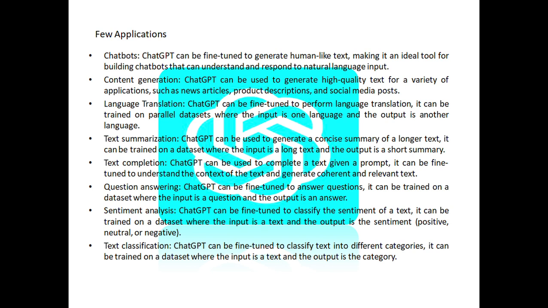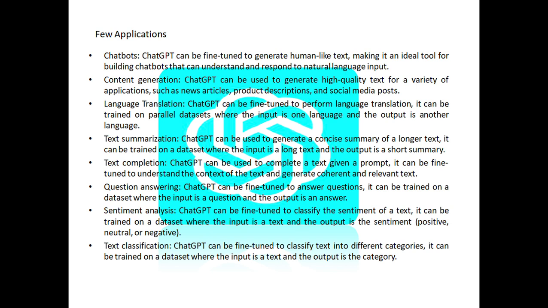Text summarization: ChatGPT can generate a concise summary of longer text. It can be trained on a dataset where the input is a long text and the output is a short summary. So for writing the summary of any article, this can be very useful. Text completion: ChatGPT can be used to complete text. Given a prompt, it can understand the context of the text and generate coherent and relevant text. So whenever we are doing something like story writing, if we miss some points and are not able to link the story, it can help us generate that. Question answering: of course, one of the best things it can do.